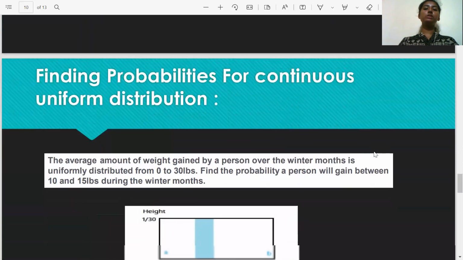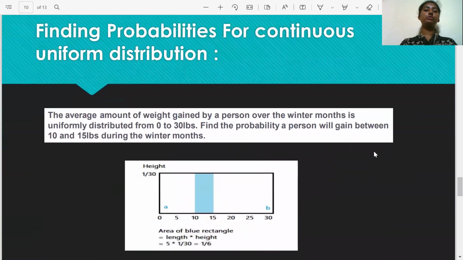Finding probabilities for the continuous uniform distribution. The average amount of weight gained by a person over the winter months is uniformly distributed from 0 to 30 lbs. Find the probability a person will gain between 10 and 15 lbs during the winter months.